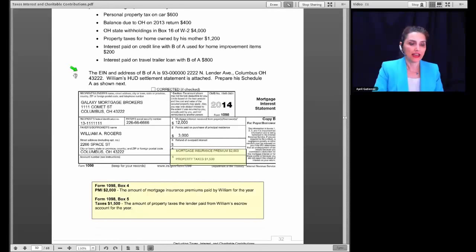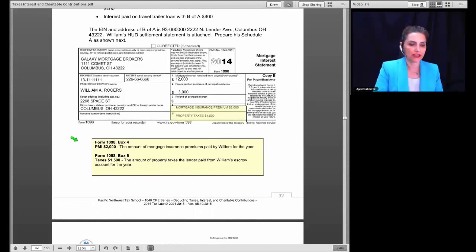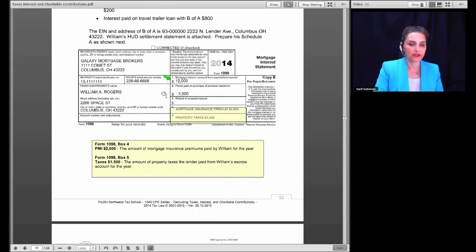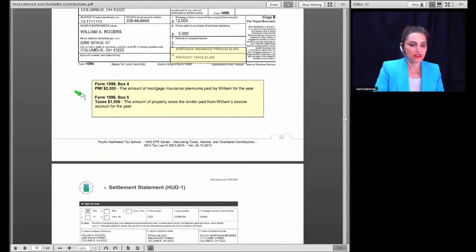The EIN and address of Bank of America is shown here, and William's HUD statement is also attached. Prepare his Schedule A as shown next. And you can see here that we have his 1098 showing $12,000 of mortgage interest received, $3,000 of points paid on purchase. Mortgage insurance premiums were $2,000. Property taxes were $1,500. The amount of mortgage insurance premiums paid by William for the year is $2,000, and the taxes that he paid during the year are $1,500. These came from his escrow account, as you can see here, so they're going to be deductible.